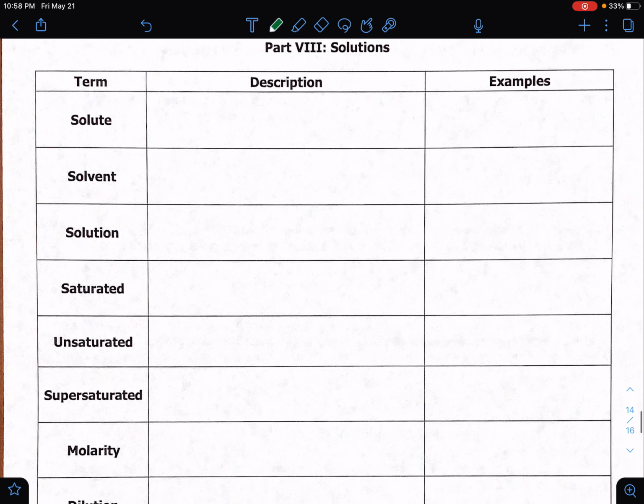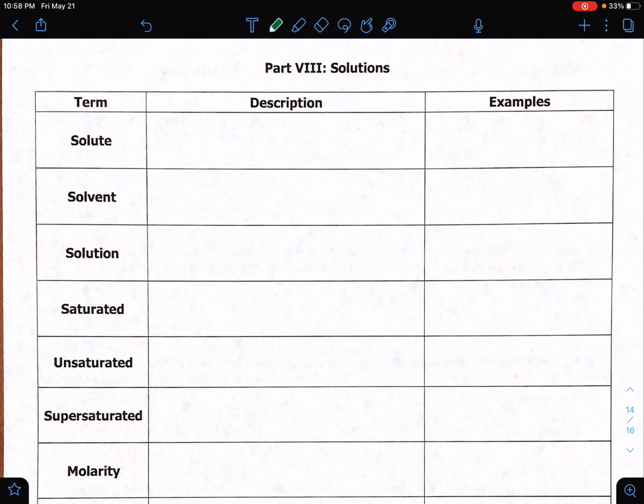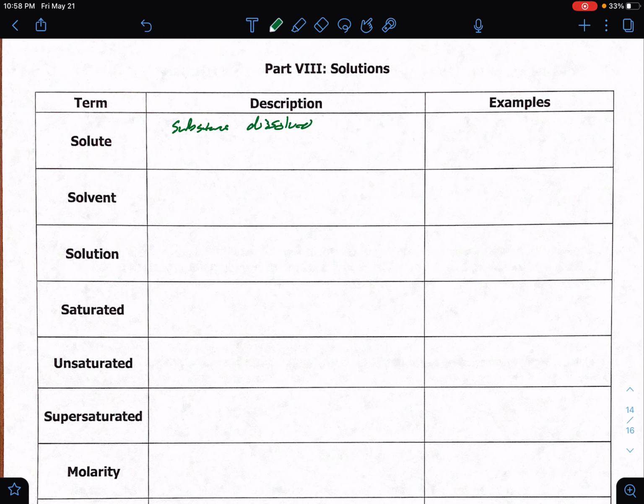So we're going to go on to solutions. Okay, so we're going to start off with just some definitions. So we're going to start off with solute and solvent. Okay, so solute is just a substance dissolved in a solvent. So solute is the one being dissolved. So this is like something like salt. Solvent dissolves the solute. So it's the one doing the dissolving. So that would be something like water.